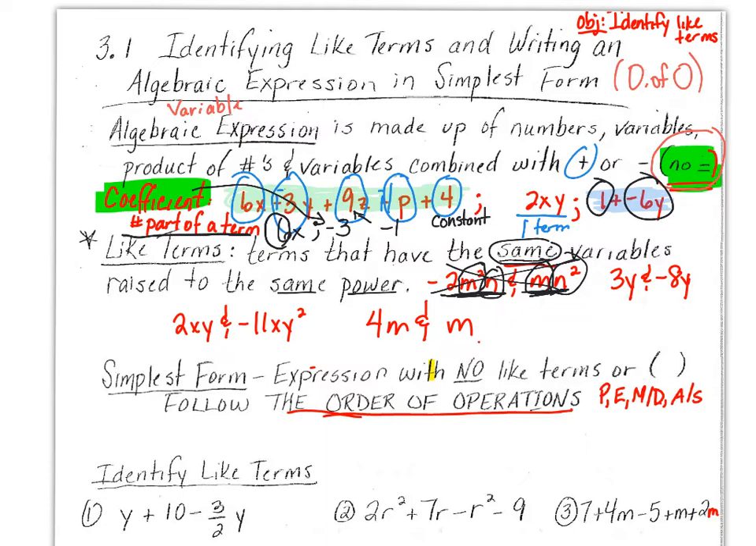I say star fruit. Next one is 3y and negative 8y. Notice they both have a y, and they're both to the same power. You can't see it, it's a 1. So these are like terms. What about these? 2xy and negative 11xy squared. No, they are not, because look at the y's. That's a y, and that's a y squared. These are not like terms. 4m and, I'm going to put a 1 in front because I can't see it, but it's there. 4m and m. They have the same variable and the same power. You can't see it, it's 1. So yes, these are like terms.